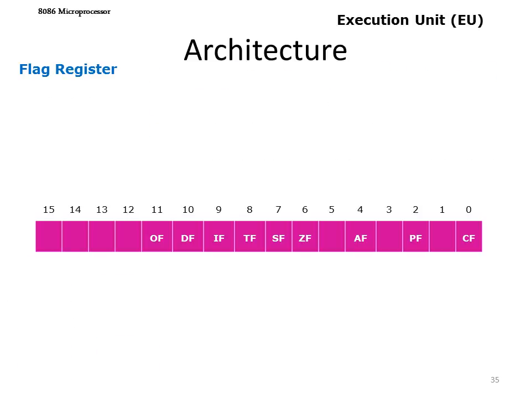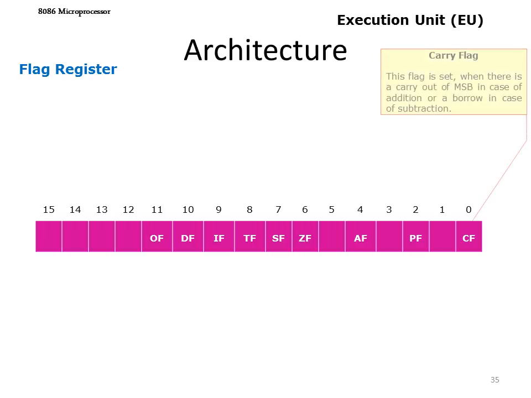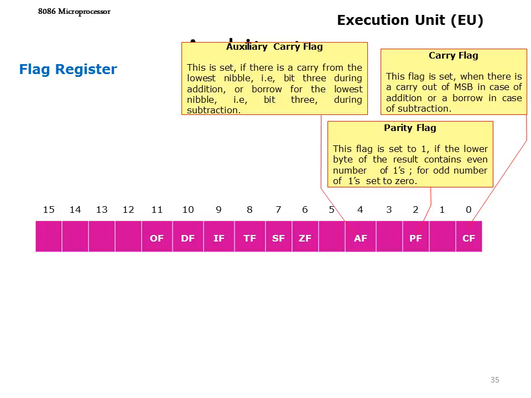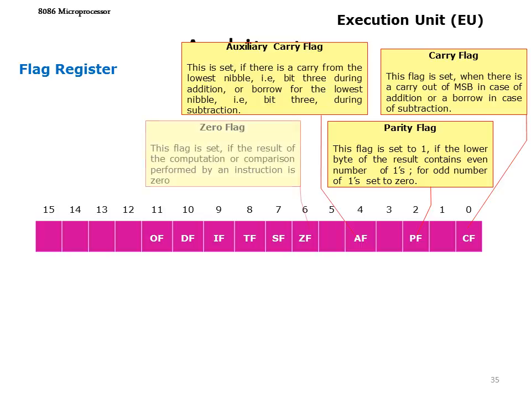Flag register of 8086 is a 16-bit flag register which consists of 9 active flags. Carry flag: the flag is set when there is a carry forwarded from the D7th bit to the D8th bit. Parity flag is set to 1 if the lower byte of the flag register contains an even number of ones. For an odd number of ones it is set to 0. Auxiliary flag is set when there is a carry forwarded from the D3 bit to the D4th bit.